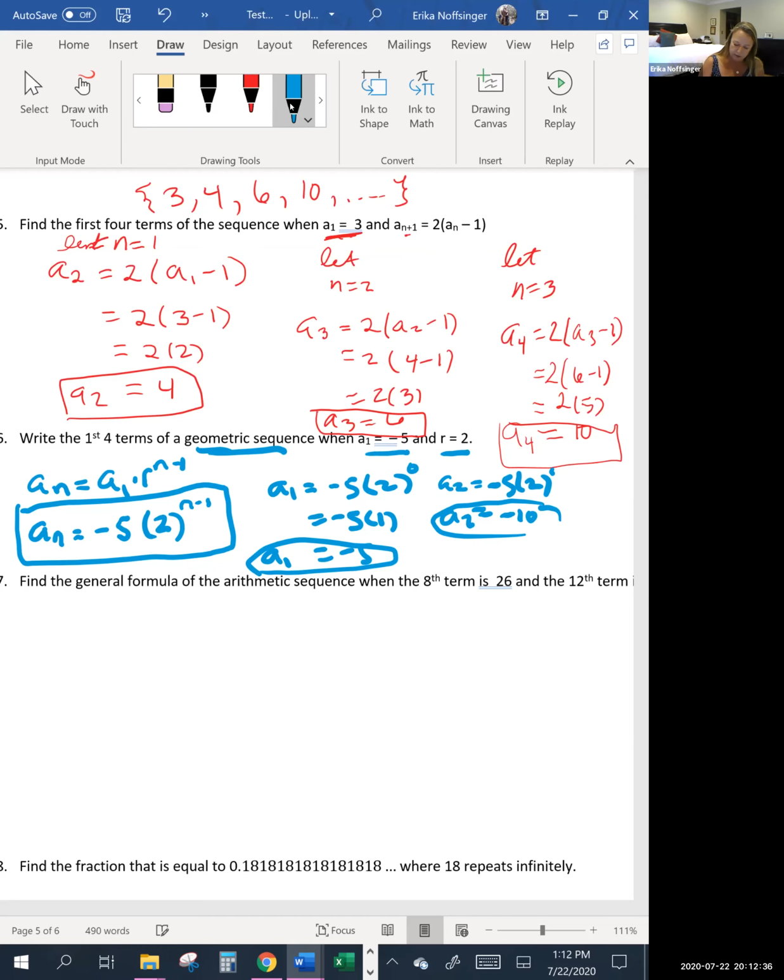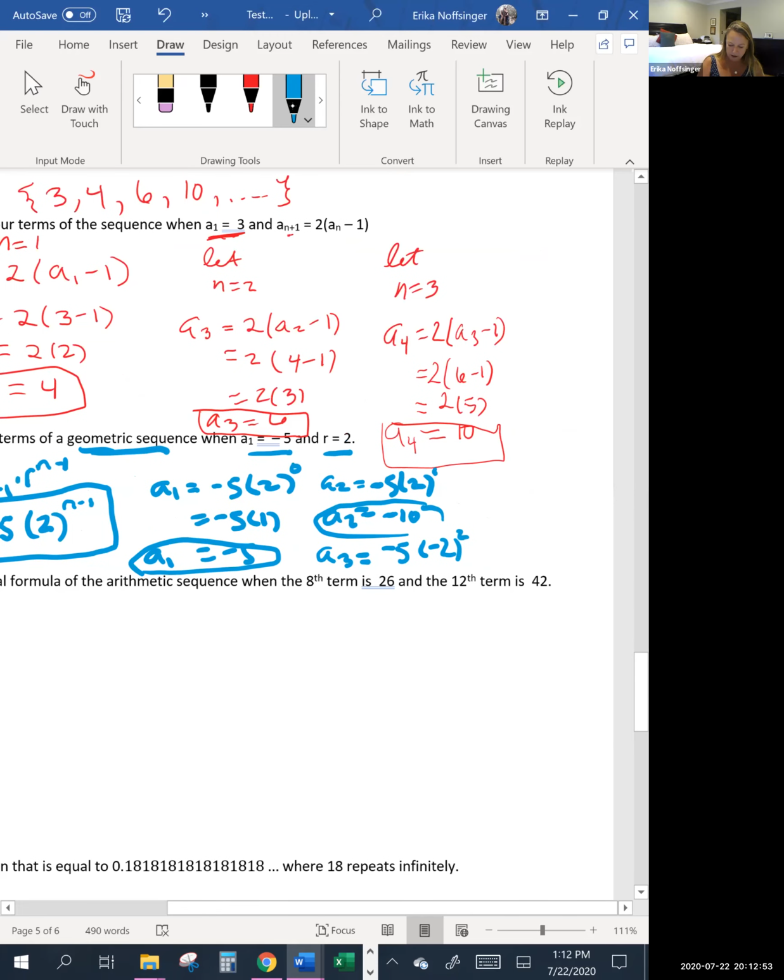A sub 3, we would go back in and we would plug in 3 where we see an n in our formula. So we have -5 all times 2, which is raised to the 3 minus 1 power, which is squared. So a sub 3 is equal to -5 times 2 squared, which is 4. So this is -20.